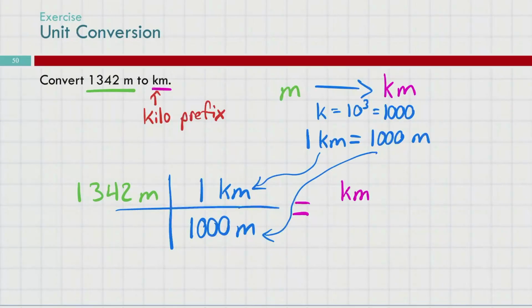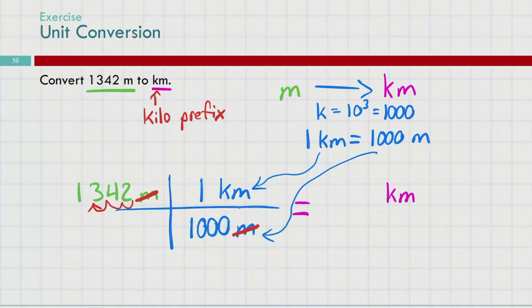And then we check and make sure that we've got a meter on top, we've got a meter on bottom, so those will cancel. Just give those a line through. And then the kilometers is the only unit that's left. So to convert from meters to kilometers, we divide by 1,000. Dividing by 1,000 is the same as moving our decimal place to the left 3 times.